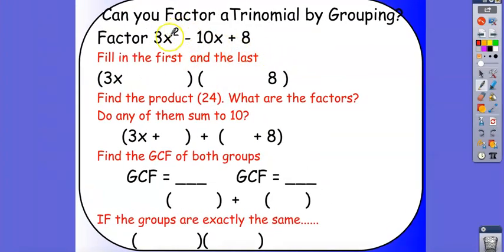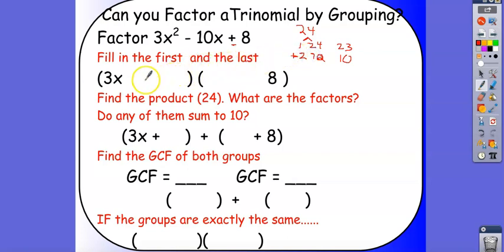Okay, here's another one. 3x squared minus 10x plus 8. I need to look at the product of 3 and 8, which is 24. I'm looking for two numbers that multiply to 24 but add to 10. But notice they're going to add to a negative 10. So I would say, well, 1 and 24, that difference is 23. That's not going to work. 2 and 12, that difference will work. That's a 10. And for that to work, this would have to be a negative and this would have to be a positive.